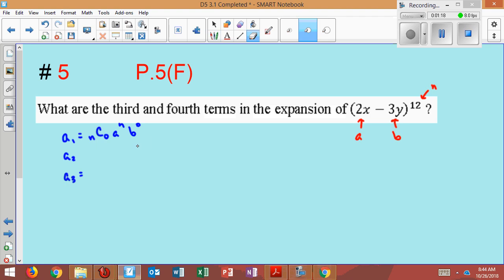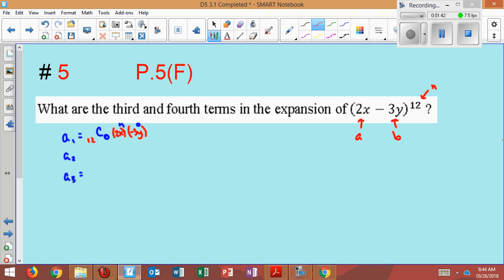Now in this problem, we're saying a is 2x. So I'm going to come back in here and put 2x, and we're saying n is 12. So I'm going to replace this with a 12. This would start as a 0. And then our b, let's erase that as well, is negative 3y. So if that's 2x, this would be negative 3y.